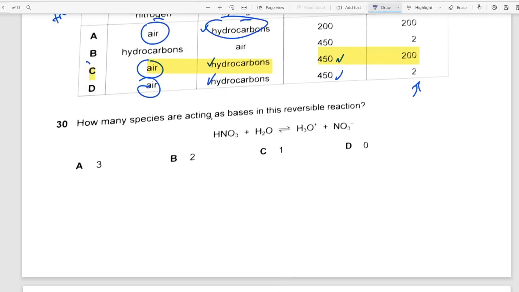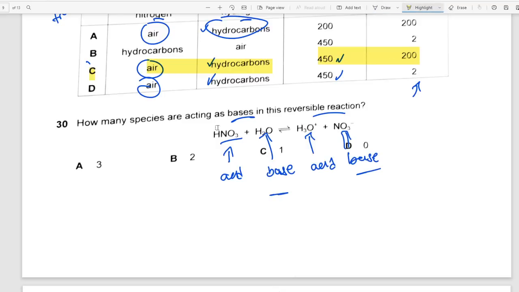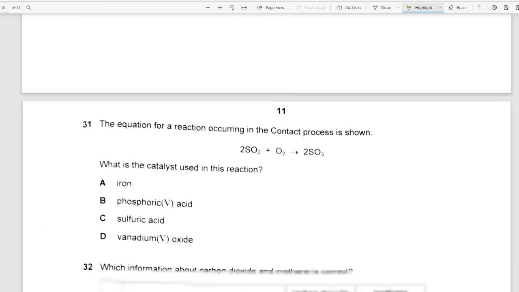Number 30, how many species are acting as bases in the reversible reaction? So it's a reversible reaction. This right here is an acid. We know this, nitric acid. This right here will react as a base, to form an acid and to form a base. So that means there are 2 bases. So the answer should be 2. Move on to the next question.